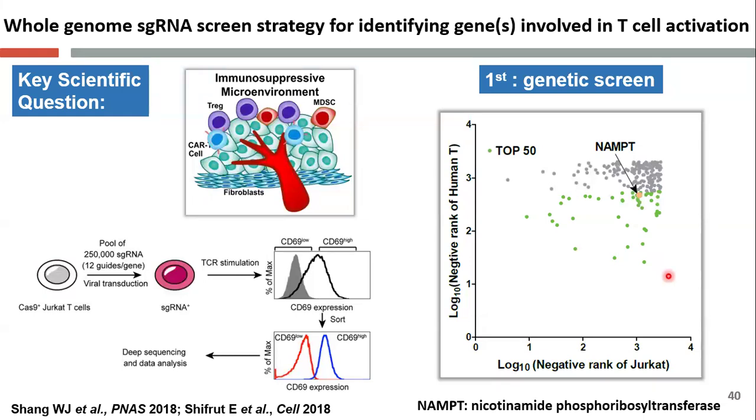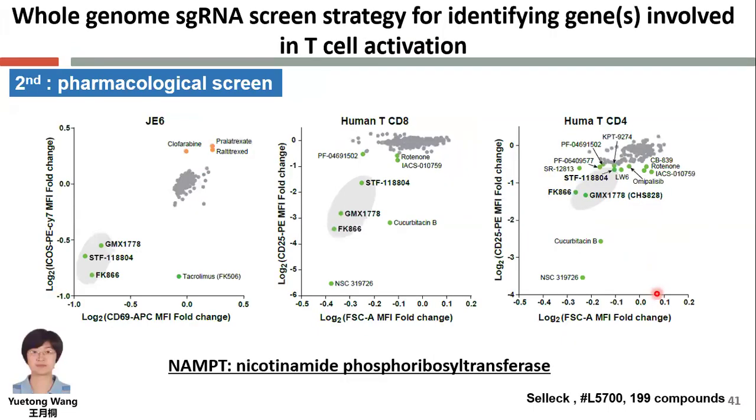At that time, we didn't have any clues which genes we may want to follow. So after talking with all the collaborators, we decided to perform a second screening. This screening mainly focused on signaling module inhibitors as well as important metabolic enzyme inhibitors. We performed a pharmacological screening with a small molecule inhibitor library. We bought a library from Selleck, which contains 199 compounds.